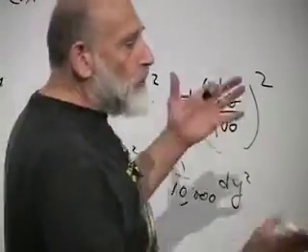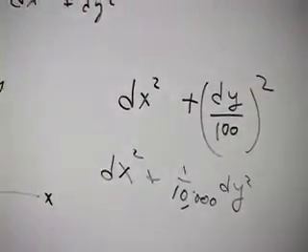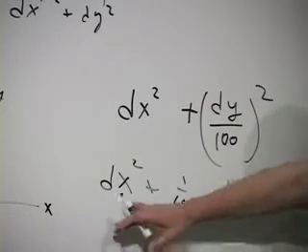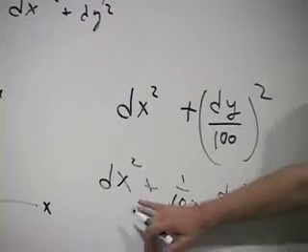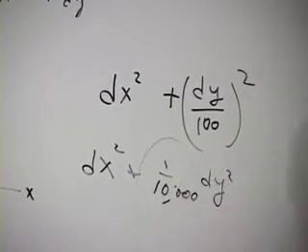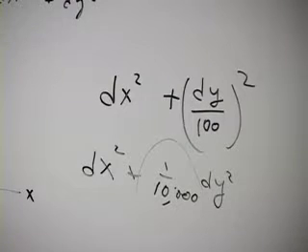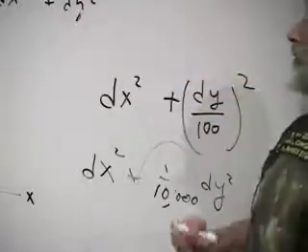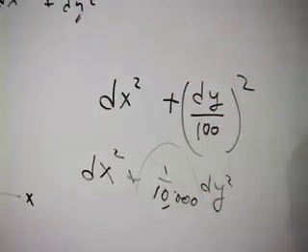So if I do something stupid like use awkward coordinates where x and y are not measured in the same units, then my expression for distance is going to have a form which will contain some funny numbers in it, like 1 over 10,000 here. In particular, it won't be the nice symmetric dx squared plus dy squared. I'll go a little further.